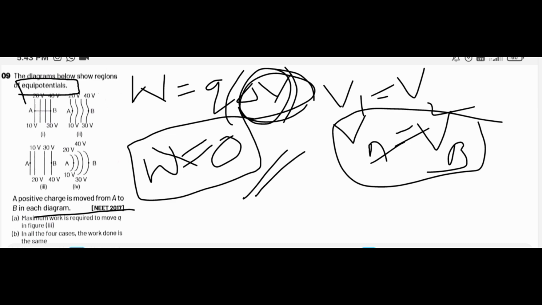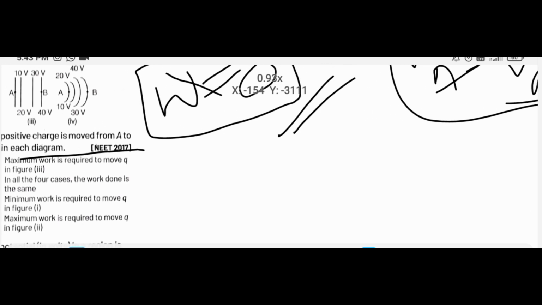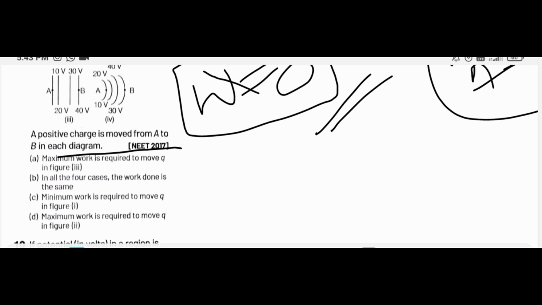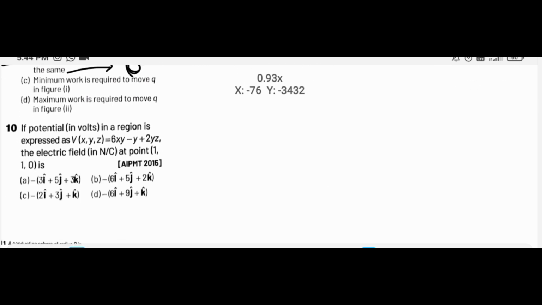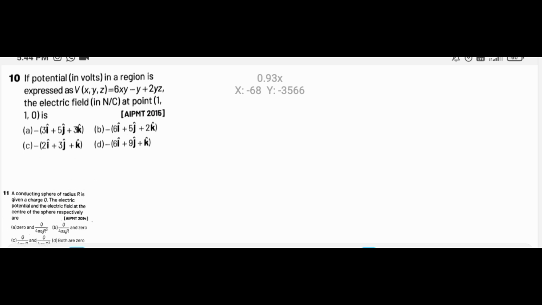If it is so, among the options given here, option B says in all the 4 cases the work done is same. The work done is same. The same value is 0. Getting my point? That the value is same and that will be 0. So option B is correct. Equipotential surface, just that word denotes that there is no work done to move a charge, and the values of potential will be same throughout the surface. Moving on to the next question.